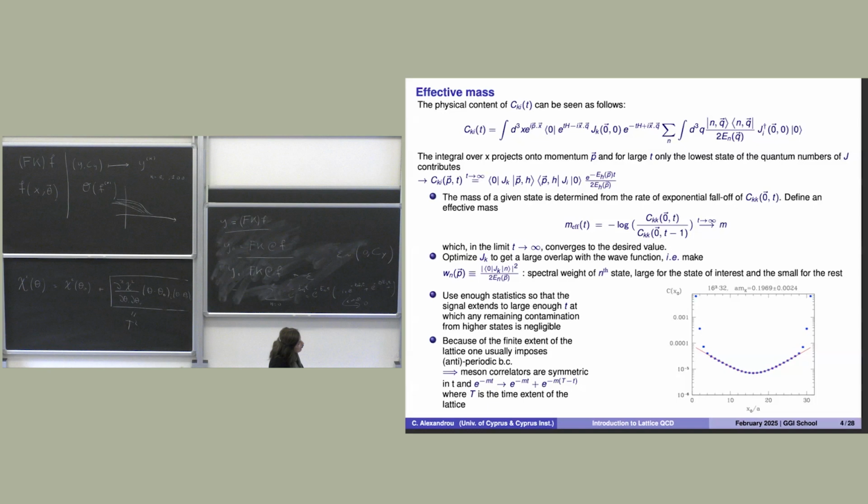Therefore the function behaves not like e to the minus m t, but like e to the minus m t plus e to the minus m (T minus t), where capital T is the extent of the lattice. So this is a cosh, more or less. I will have to fit this correlator to this function if I want to extract the mass, assuming all other states have died out. Or I take the effective mass and fit it to a constant. We will see this in a minute.